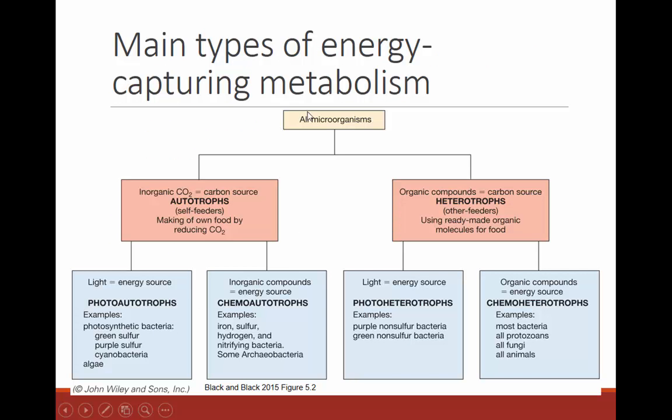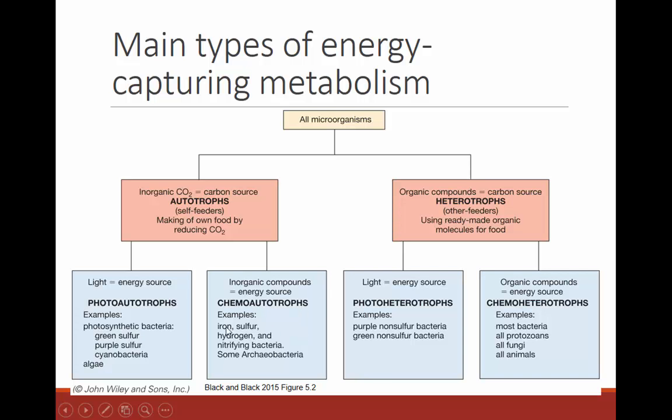But if we look at this in a bit of a table, we've got, say, all of the microorganisms, and you've got the autotrophs on the left, the heterotrophs on the right, and you can see if we go along the bottom from left to right, we've got the photoautotrophs, the energy source is light, and you've got some examples there.